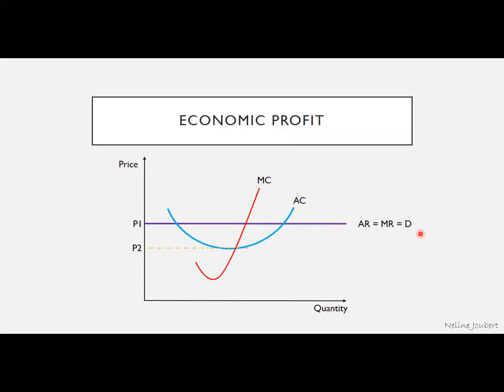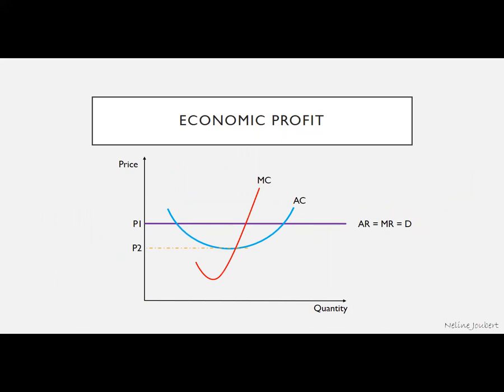Now you might ask, how do you distinguish between the different profits made by the perfect competitor? Now, first of all, let's look at the definitions. An economic profit is defined as the additional profit earned by a firm over and above what is needed to keep the entrepreneur in business.